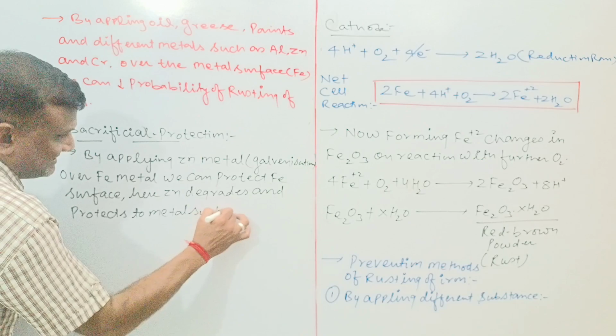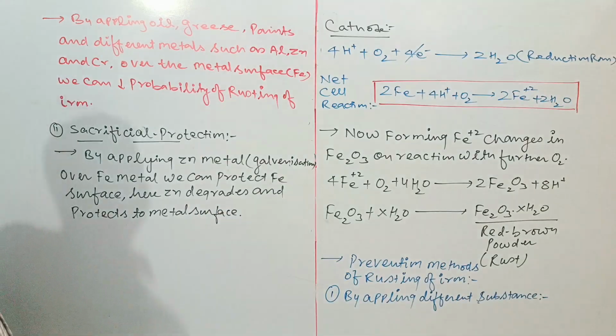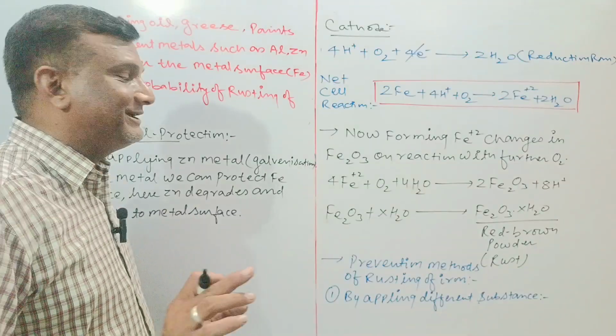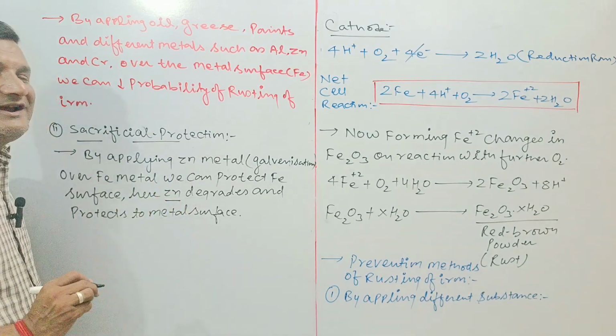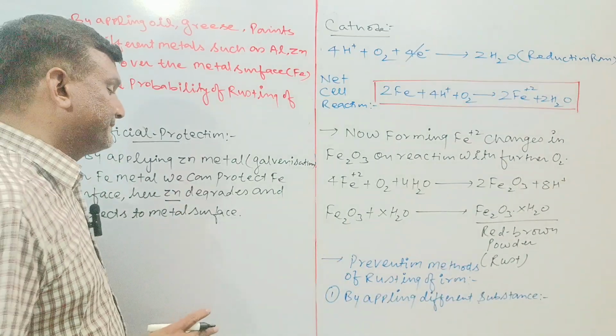यहाँ Zn जो है वो डिग्रेड होती जाएगी और आयरन सरफेस को प्रोटेक्ट रखेगी. यहाँ आयरन के लिए Zn ने अपना सैक्रिफाइस किया है, दैट्स व्हाई इट इज कॉल्ड ए सैक्रिफिशियल प्रोटेक्शन.